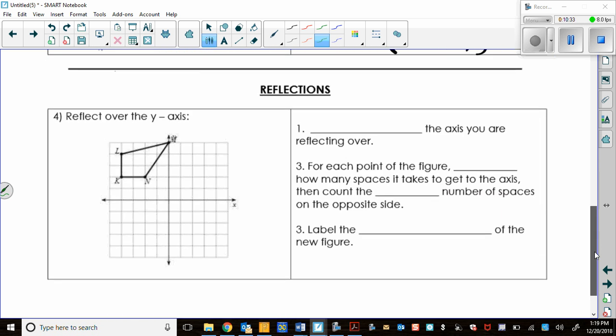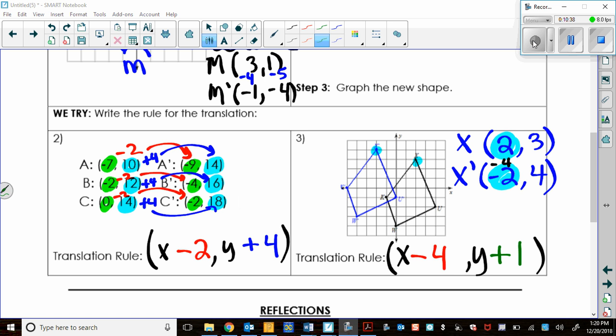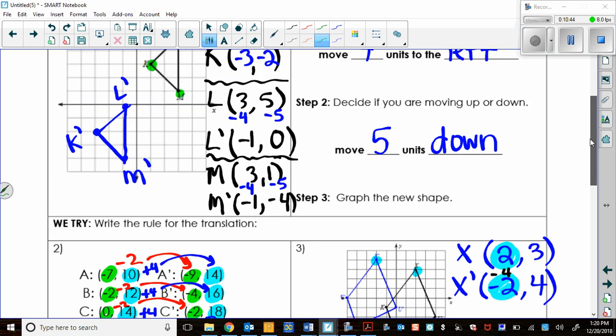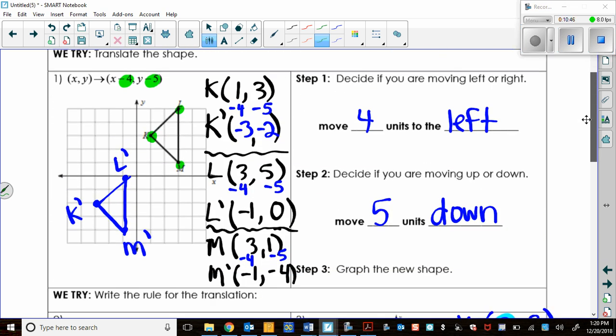Now I'm going to go ahead and look at reflections and show you what that looks like. Actually, I'm going to create a separate video for reflections, but you can go ahead and look at these notes. Hopefully that helps you with the translating transformation.